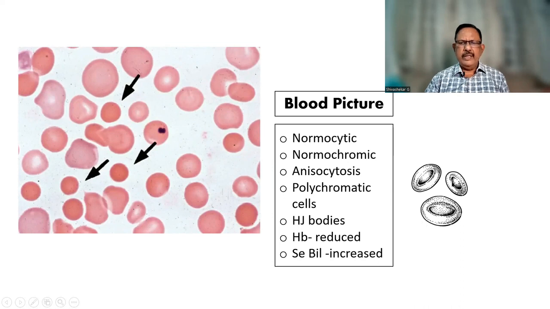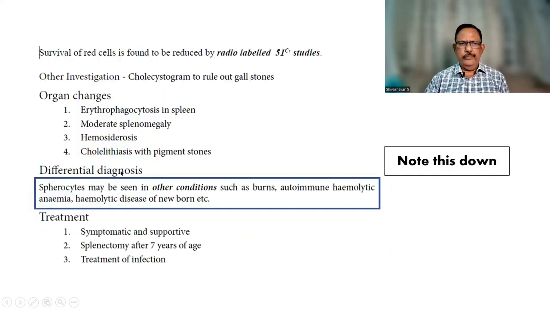The normal RBC is malleable and it can pass through very narrow cracks and crevices, which the spherocyte cannot do. The other investigations can be the cholecystogram to rule out gallstones. And for hemosiderosis, etc., a biopsy might be needed.